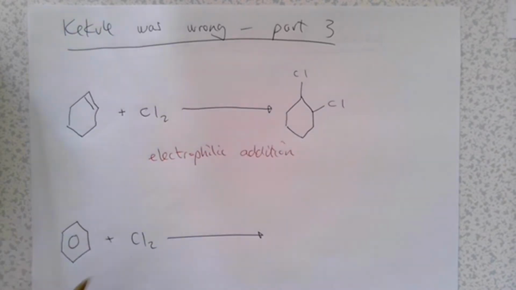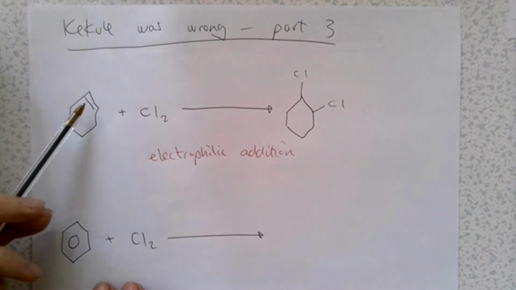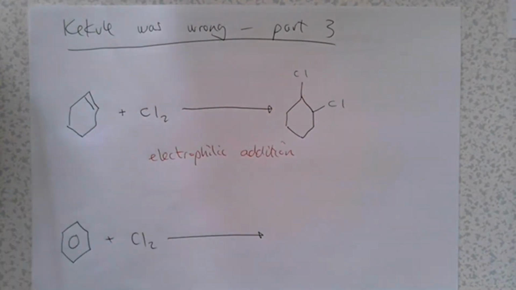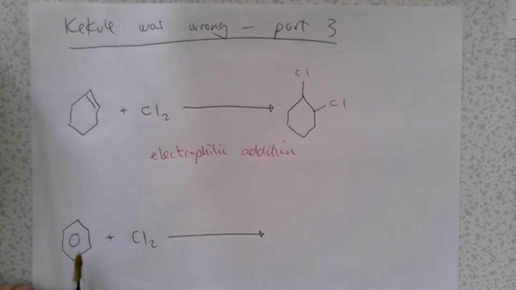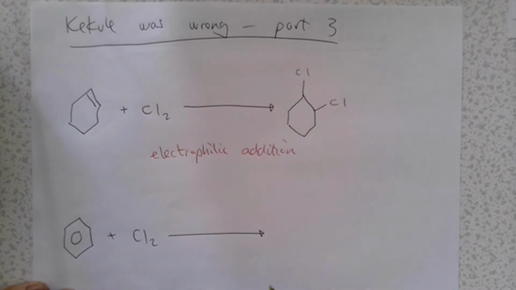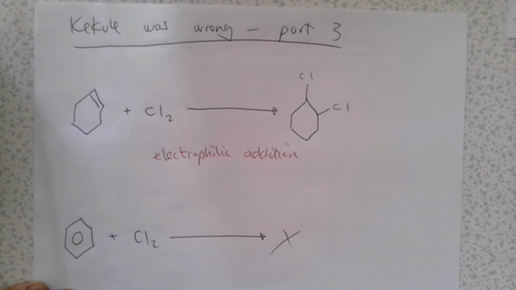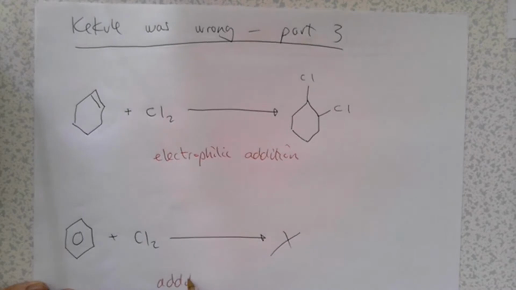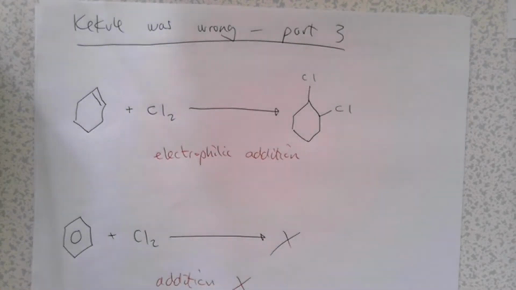Now, all Kekule's model is a triene, so you'd imagine Kekule's model would also react with chlorine. However, if you look at actual benzene, when you try and react it just with chlorine and nothing else, it won't react. And that's because actual benzene cannot do addition reactions. So it can't use this mechanism.